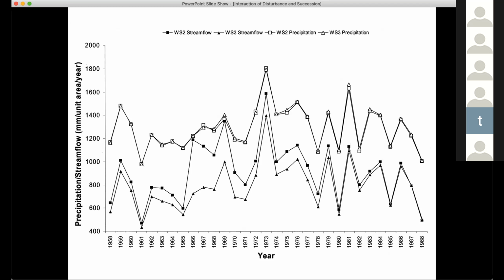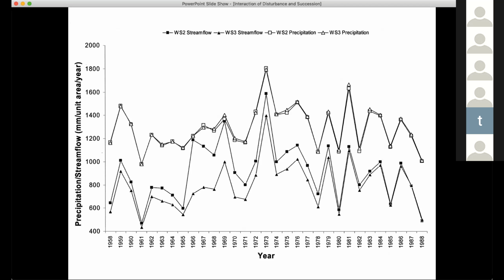Can you repeat the question real fast? Sorry. Yeah, so what's going on with precipitation and stream flow? How do they compare before the deforestation event that happened in the winter of 1965? They were a lot further apart from each other, and then after they started getting closer together.